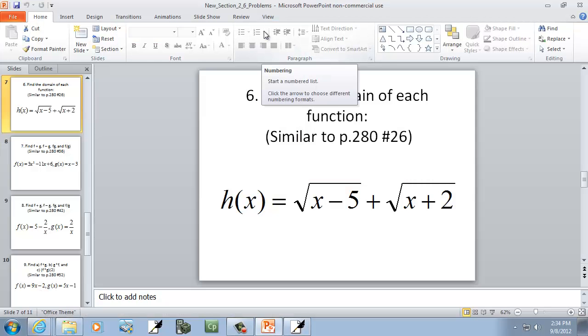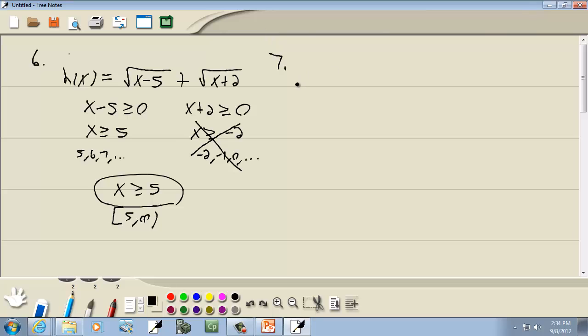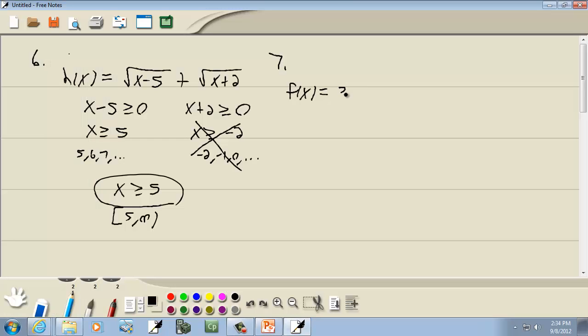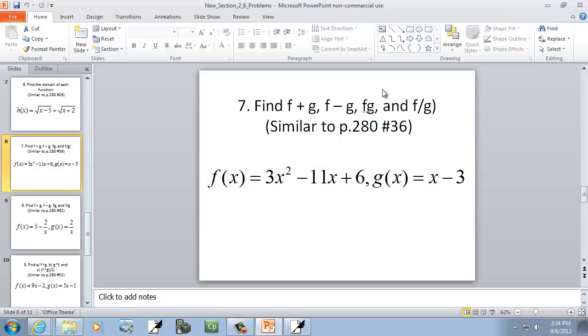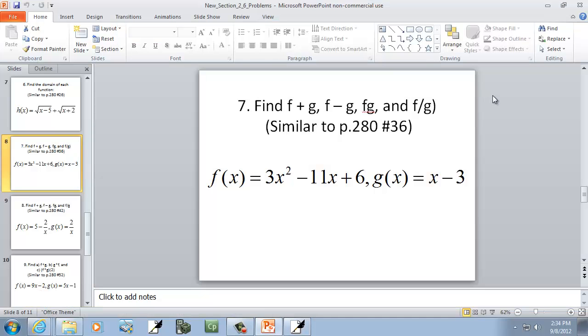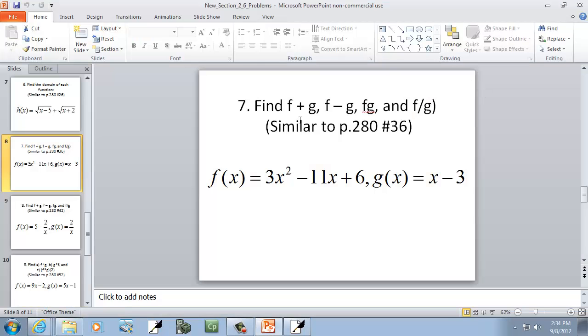Well, next problem is going to ask us to do some operations on functions. So we're going to write this down. We've got f of x is equal to 3x squared minus 11x plus 6, and g of x is equal to x minus 3. And we want to find 4 things.